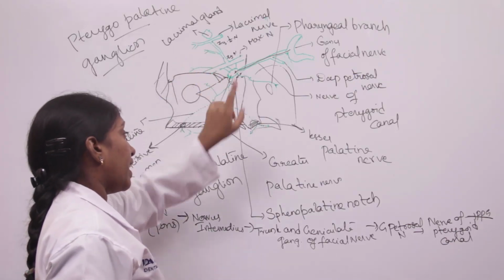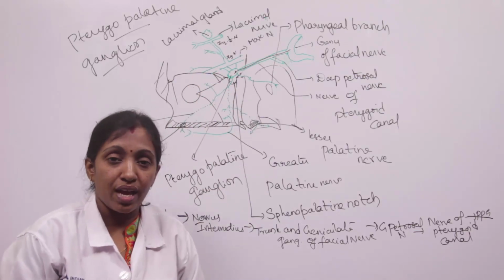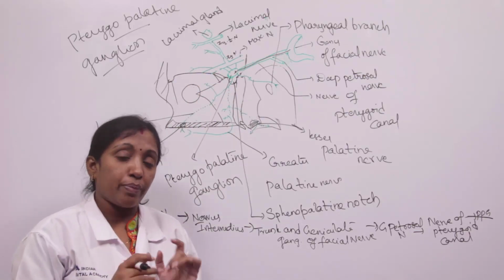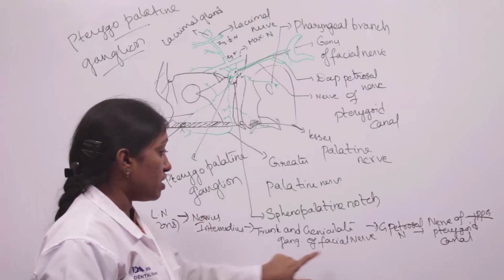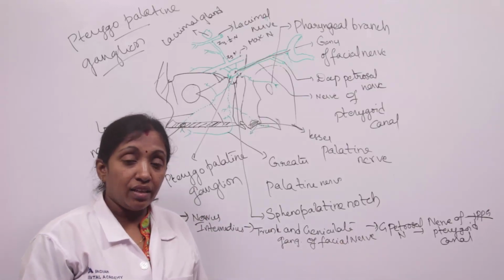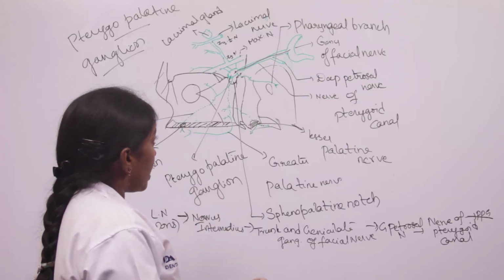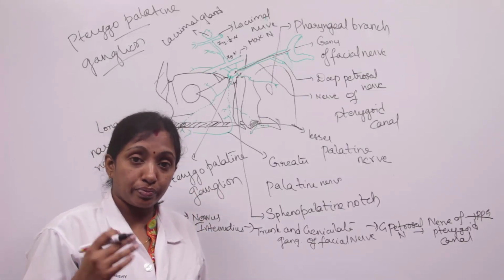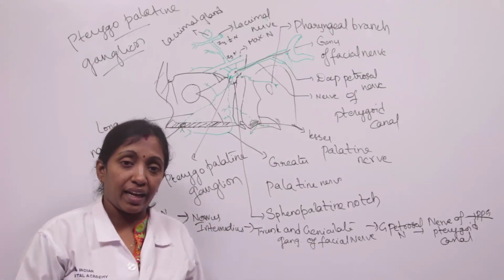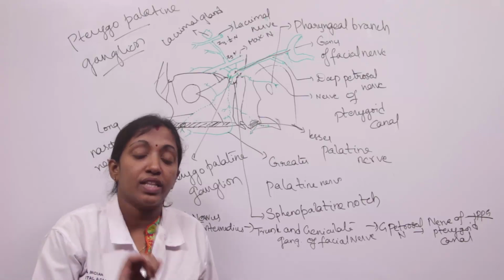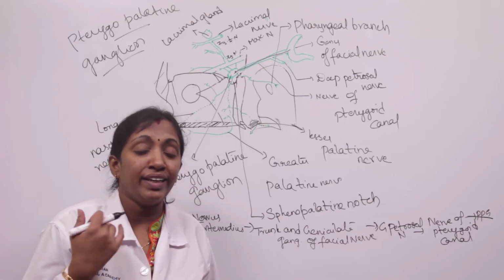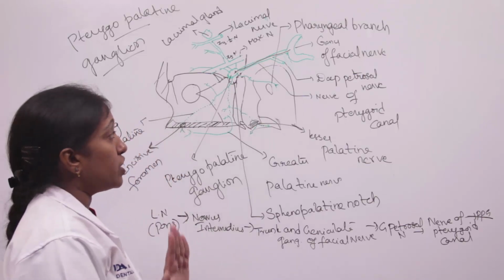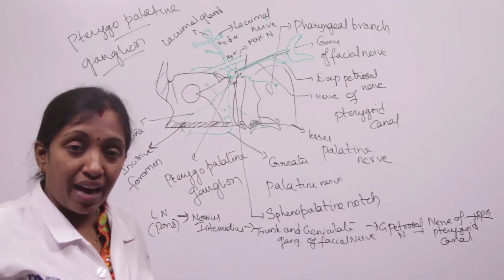So the pterygopalatine ganglion is situated in the pterygopalatine fossa, suspended by two roots from the maxillary nerve. It is topographically related to the maxillary nerve, but functionally it is related to the facial nerve. And it is one of the largest ganglia of the four. We have four parasympathetic ganglia in the head and neck region: ciliary ganglion, otic ganglion, submandibular ganglion, and pterygopalatine ganglion. Out of all these four, the pterygopalatine ganglion is the largest.